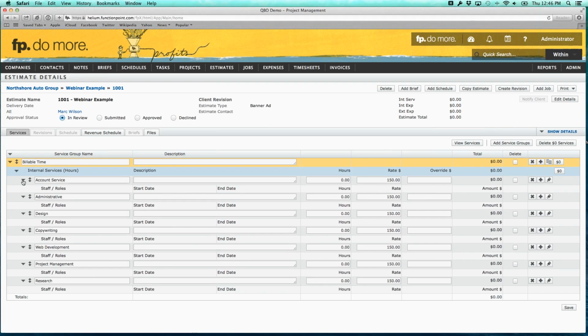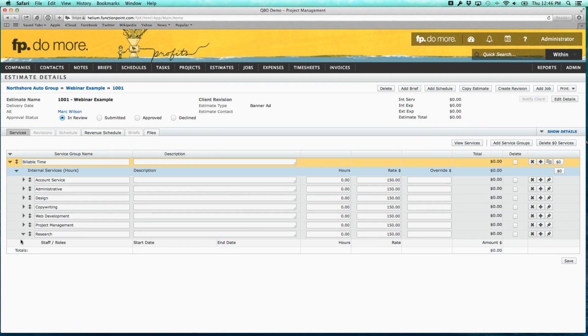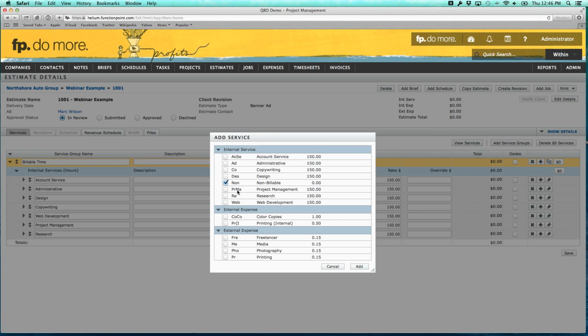So notice here, I thought these were collapsing for me at this time, but they're expanding. So I'm going to collapse them, make it a bit easier to read. But notice here that I have each of my services, and I then have my rate. Now, one thing I actually didn't include in this group was my non-billable service. Let me go ahead and add that really quickly. I want that non-billable item to show up there.